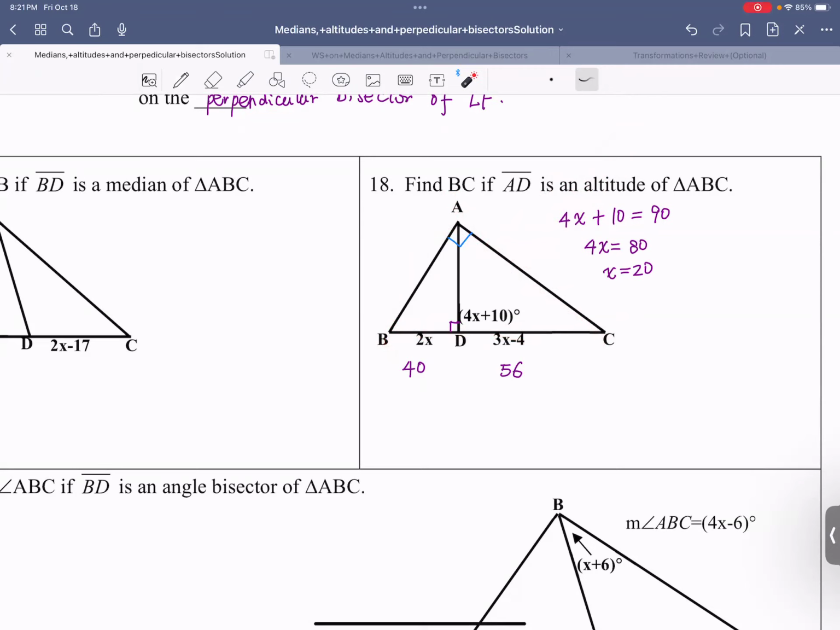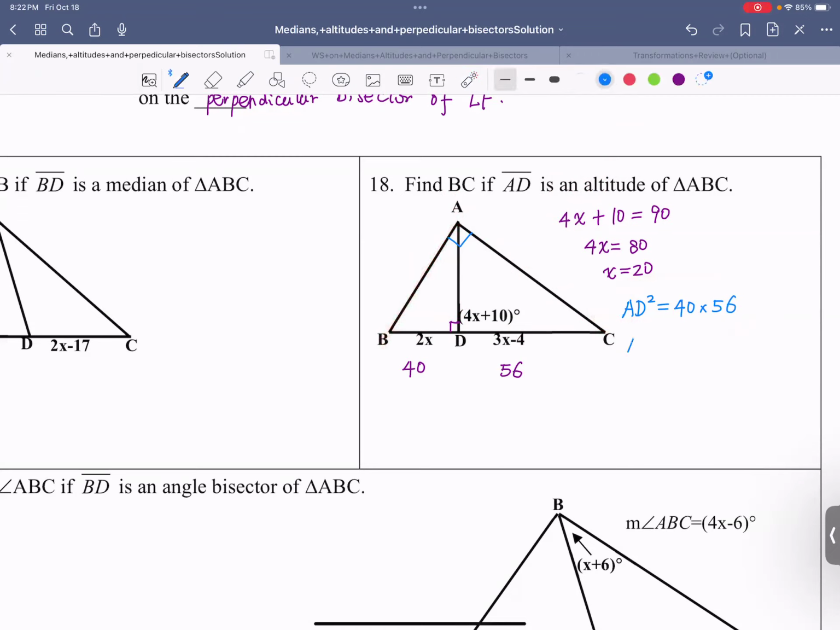Is AD squared equal to 40 times 56? Yes. Now let me push you even further. Solving that shouldn't be a trouble. How do you calculate AB?